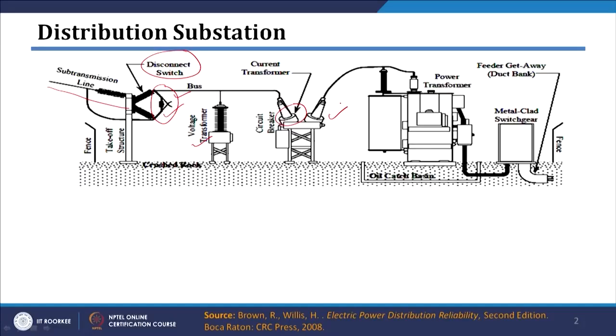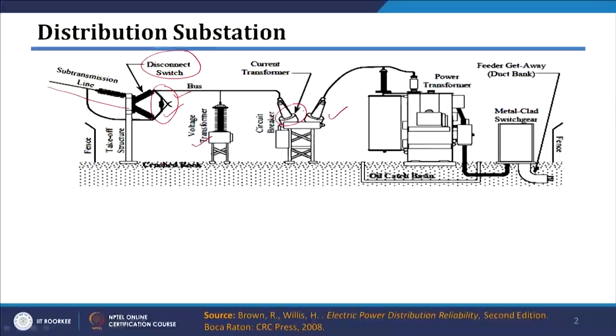We know that this circuit breaker basically operates during the faulty condition. So whenever there is a fault, the relay will sense the fault and send a signal to the circuit breaker, and this circuit breaker will operate. Then you can see that it is connected to the power transformer here. This power transformer steps down your voltage to the required level. In this case it might be a 33 by 11 kV transformer.